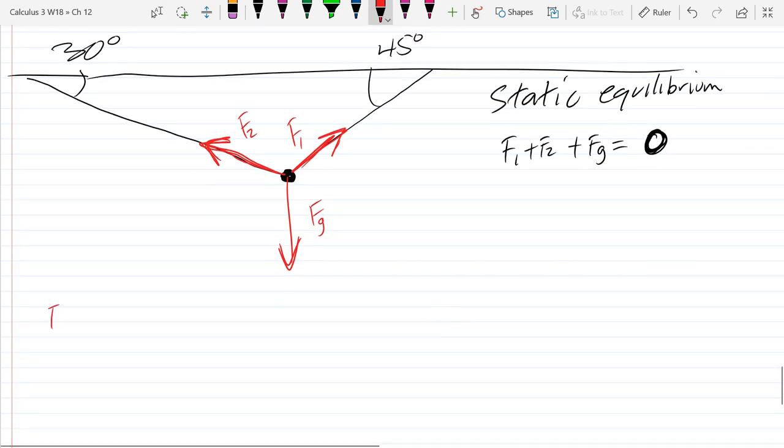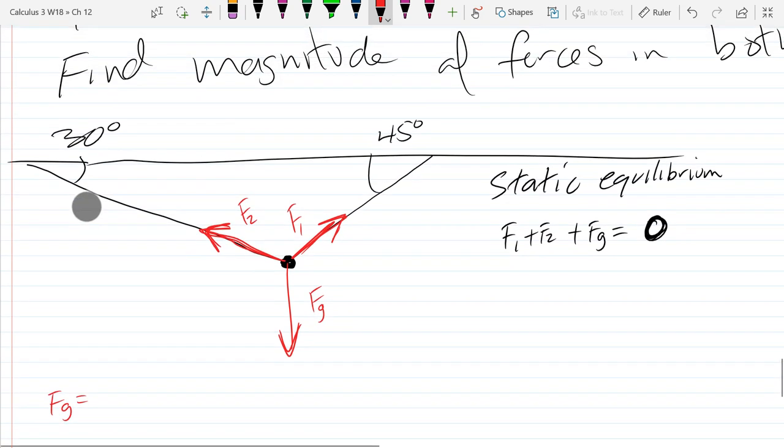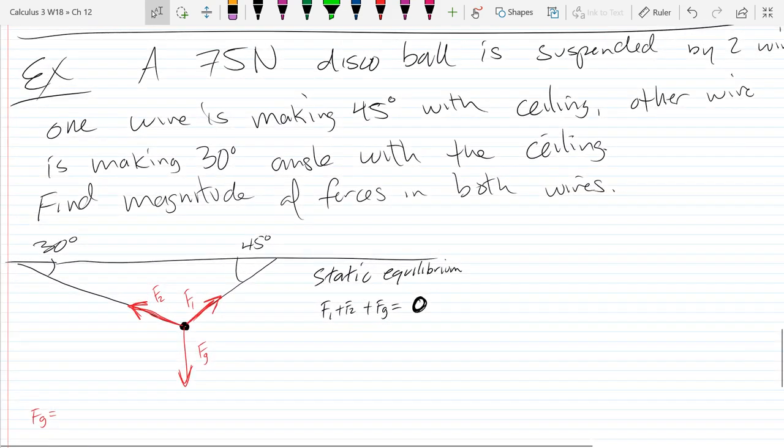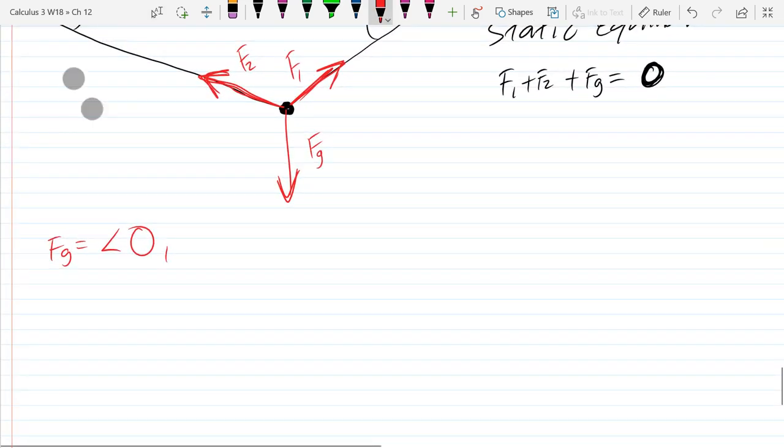Let's start with the easy one, FG. What is FG? A disco ball. How much force? 75. So it'll be zero left and right, and then 75 downwards. I need to make sure it's negative 75, or else gravity would pull this up through the ceiling.